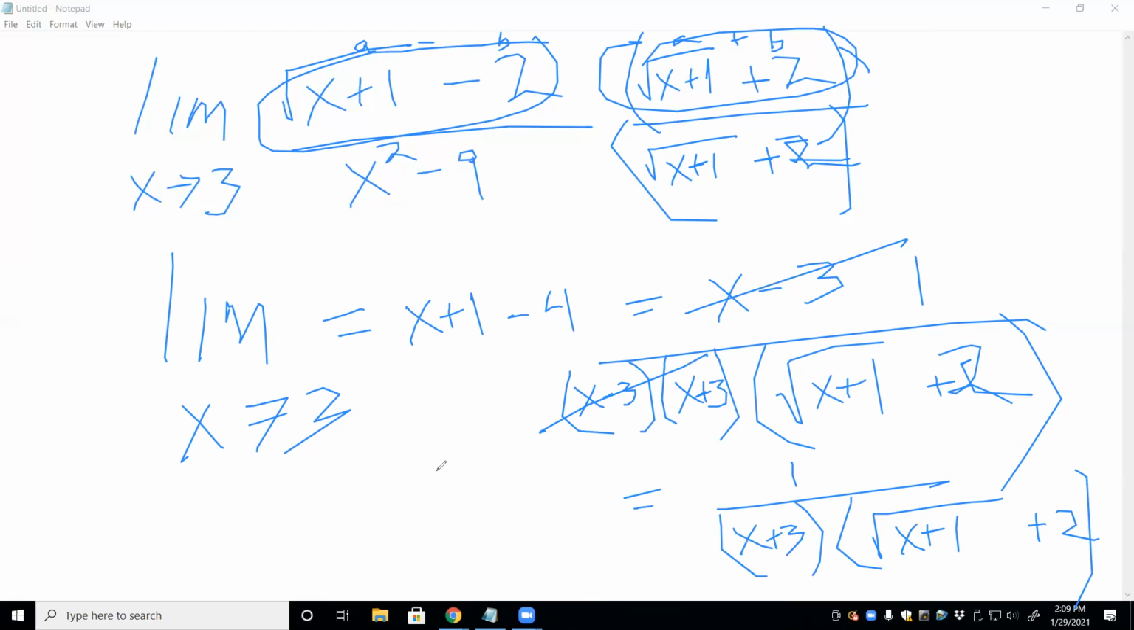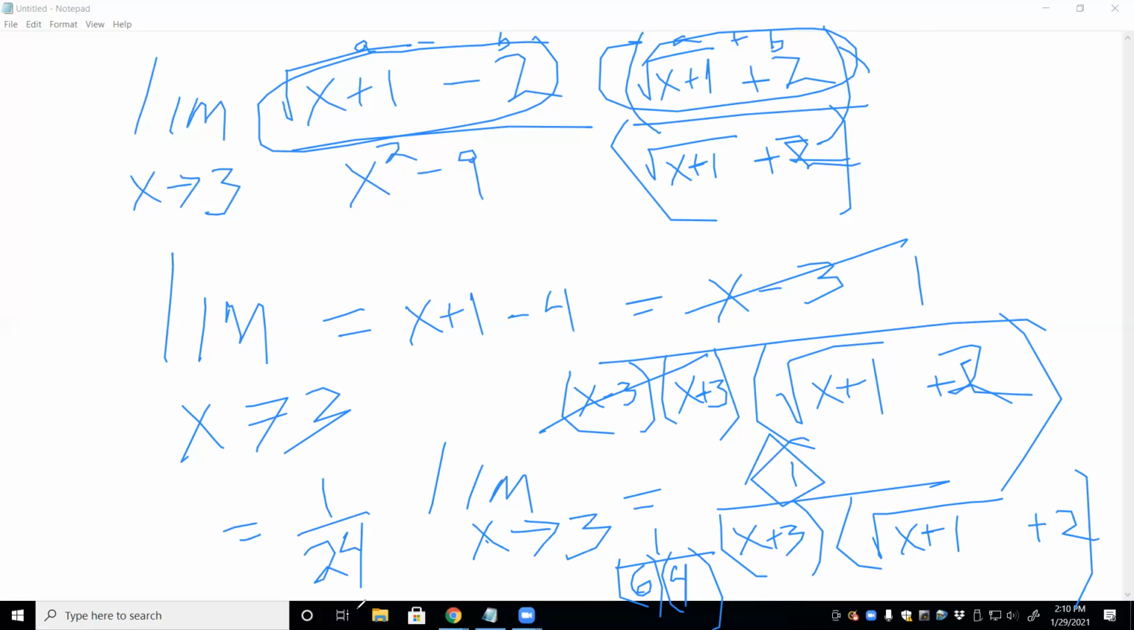And now let's try substituting again. And now you will get a number. You will not get 0 over 0. And the reason I know is because there's no 0 there. That's a 1. So if I substitute now, I get 1 over 6 times, substituting 3 for x, 6 times 4. So 1/24. Okay, so this is a good problem.